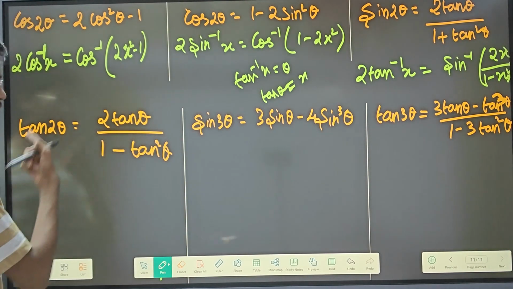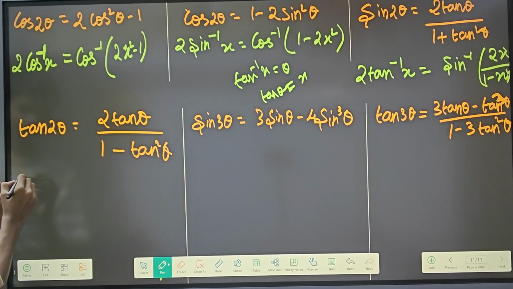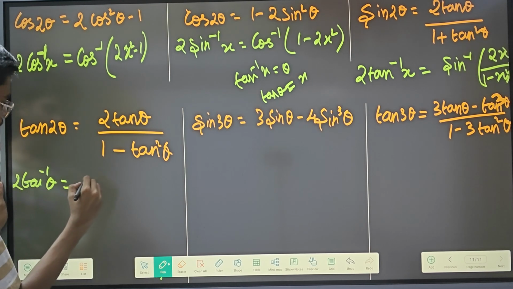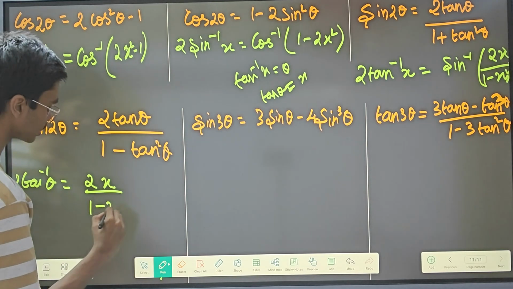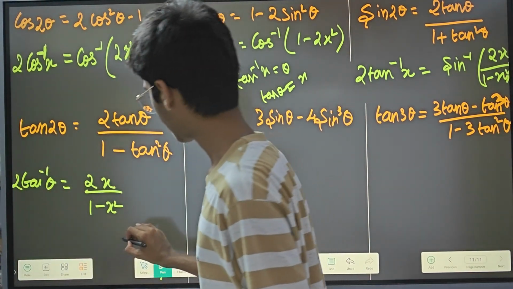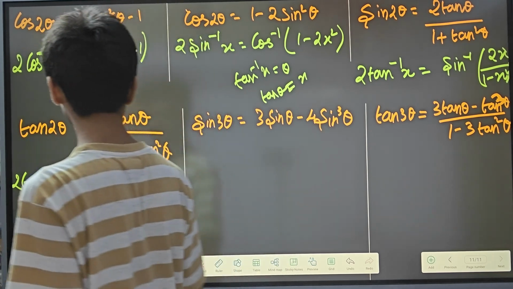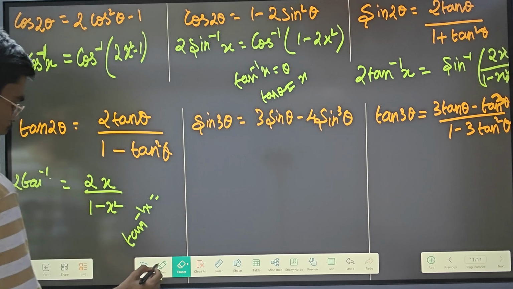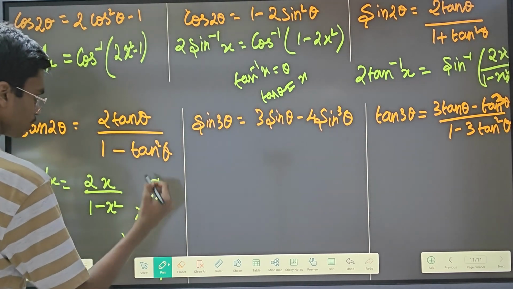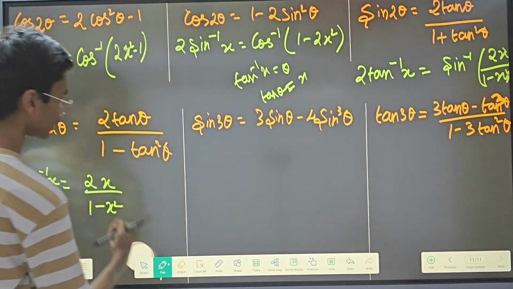So 2 tan inverse x is equal to tan inverse of 2x whole divided by 1 minus x square. That is the formula you are going to get, because here you take tan inverse x is equal to theta, so then tan theta is equal to x.